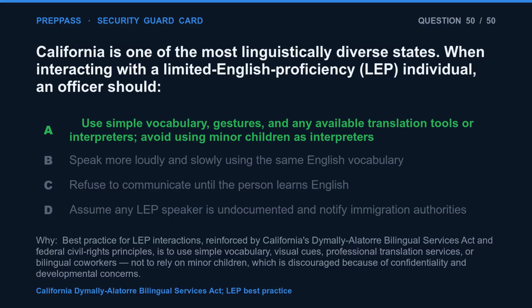The correct answer is A. Best practice for LEP interactions, reinforced by California's Dymally-Alatorre Bilingual Services Act and federal civil rights principles, is to use simple vocabulary, visual cues, professional translation services, or bilingual coworkers, not to rely on minor children, which is discouraged because of confidentiality and developmental concerns.